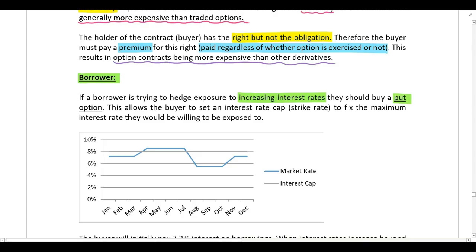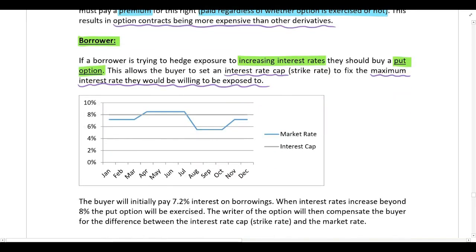So please note, where you have a borrower in a question, you are going to recommend that they go for the put option. And what a put option does is it sets an interest rate cap. And the interest rate cap is the maximum interest rate that the company or the borrower would be exposed to. So if we look at this on the graph just below, in this example, I've set the interest rate cap at 8%. You can see it's just the gray line over here at a rate of 8%.